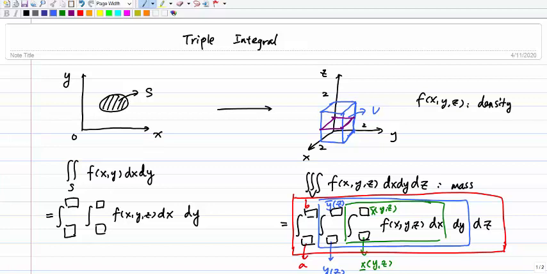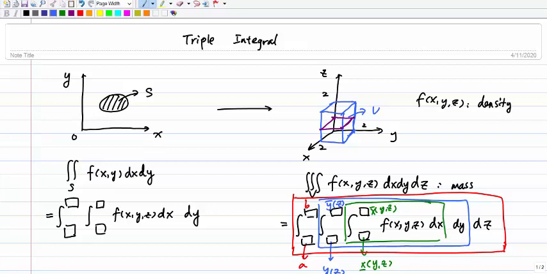Okay, in this lecture I'm going to talk about a triple integral. A triple integral is a sort of extension of the double integral to a higher dimensional case. So let's briefly review what a double integral is.